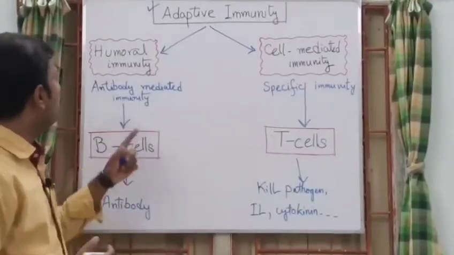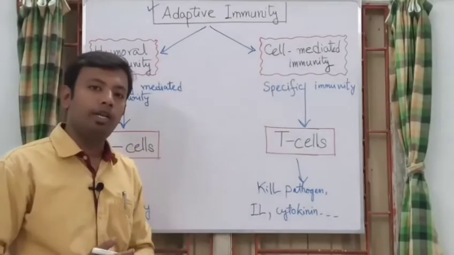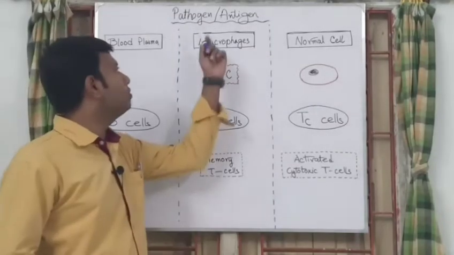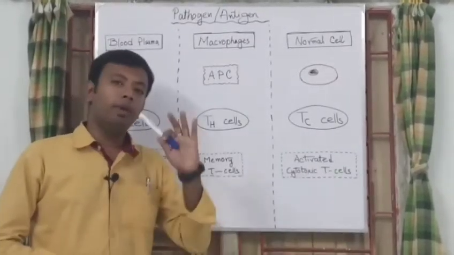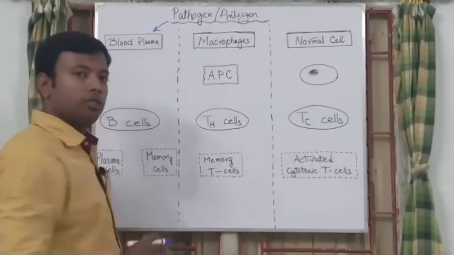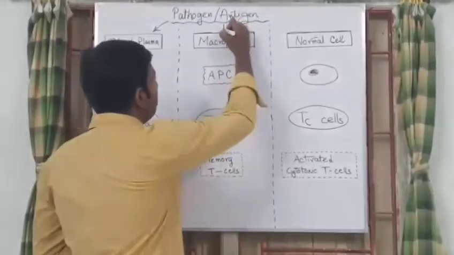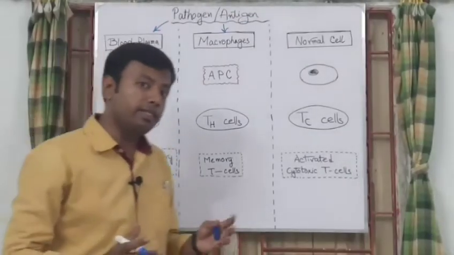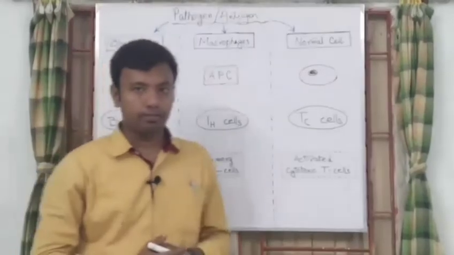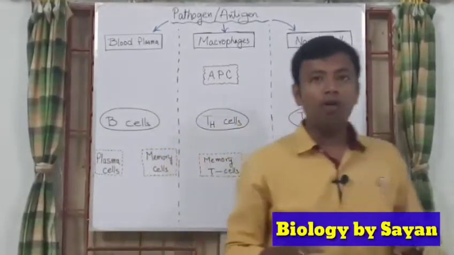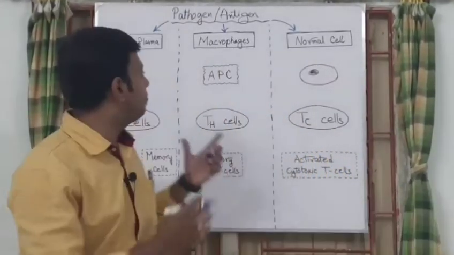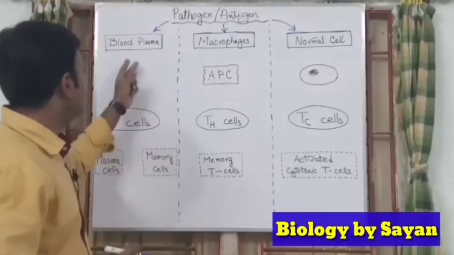Now we will try to know how these two components, humoral and cell mediated immunity, interact with each other. Whenever any pathogen or antigen enters our body, it may have three different fates inside our body. Either it may float inside our blood plasma, or it may get engulfed by macrophages or dendritic cells, or it may simply enter any of our normal nucleated body cells. Now, if we want to understand how different components of our immune system interact with each other, we need to understand this flowchart properly. Let's start with the first column.